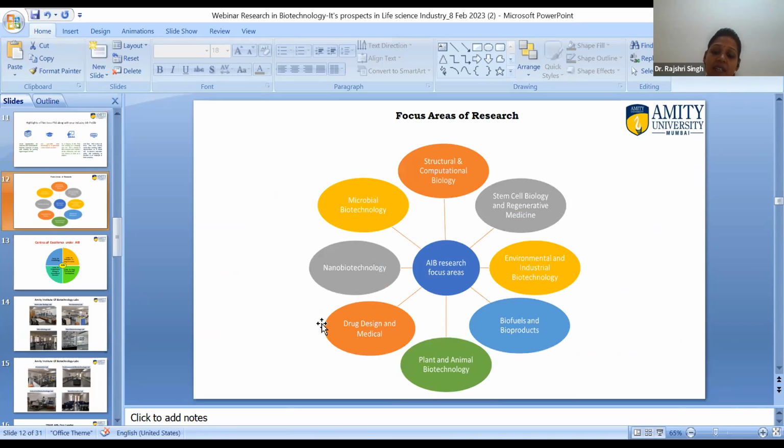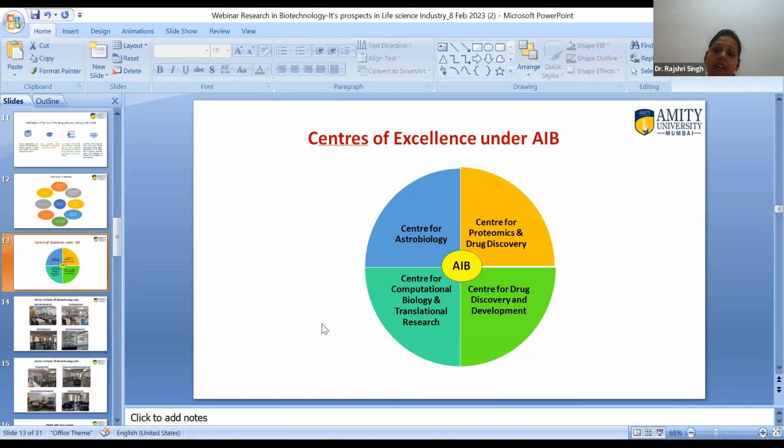Whether part-time or full-time PhD, our major focus areas for research which one can pursue here are structural and computational biology, stem cell biology, environmental and industrial biotechnology, biofuels and bioproducts, animal and plant biotechnology, drug design and medical, nanobiotechnology, and microbial biotechnology. We also have Centers of Excellence for further refinement of research in specific areas.